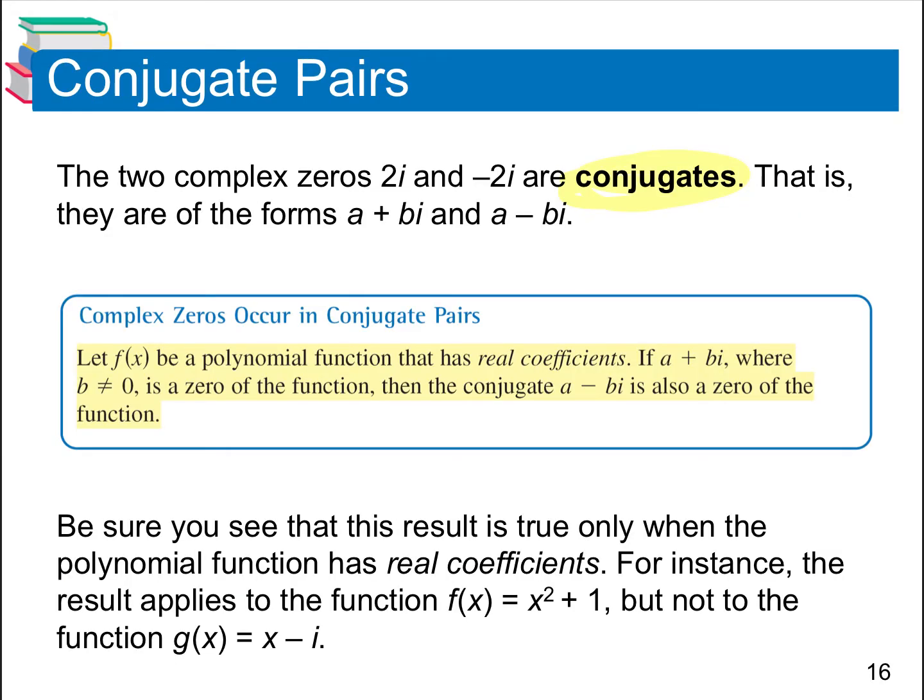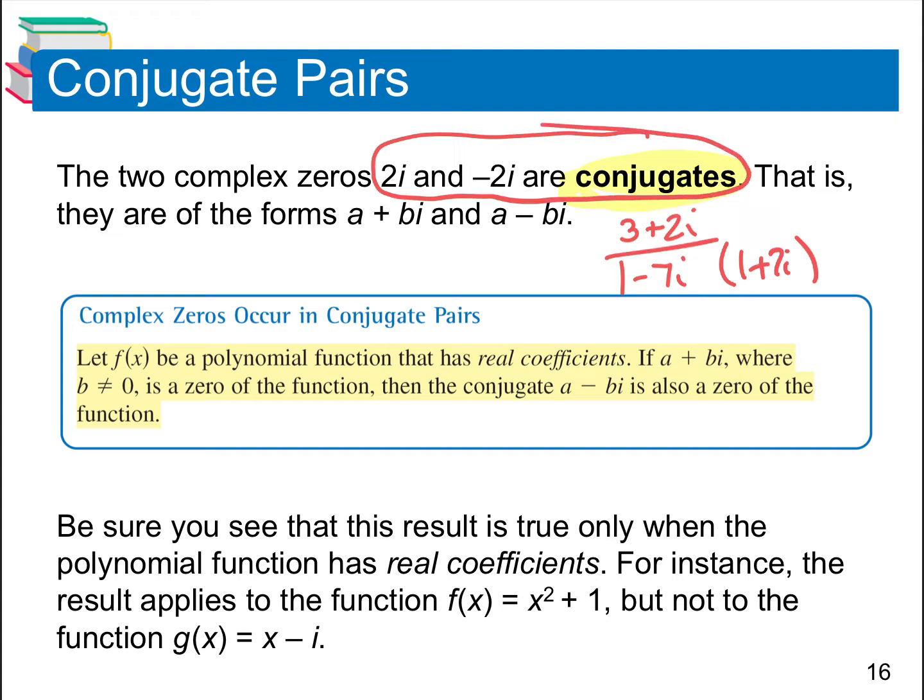So what we talked about when we were dividing, if you guys remember last week when we were dividing complex numbers, we had like 3 plus 2i over 1 minus 7i. And you can't have i's in the denominator, so we had to multiply by the complex conjugate of the denominator, and then our i's would cancel out. So when you are given zeros, when they tell you a zero of a function is 2i, you also have to take into account the conjugate of that.